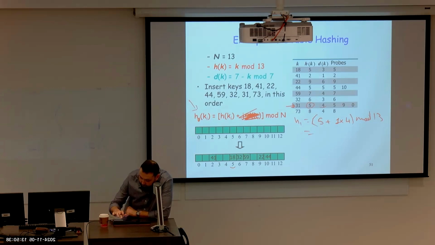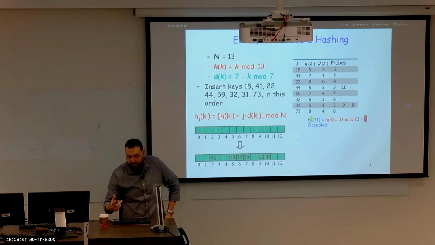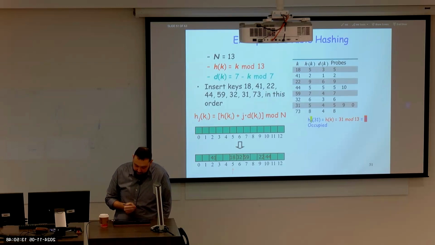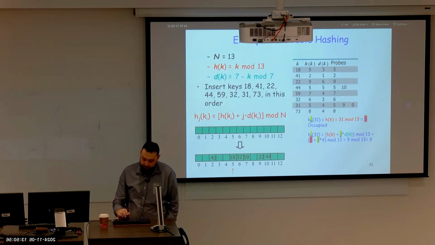So these are the steps it's taking, guys. In this case, I have HK, 31 mod 13, that's 5. My H1 is what? 5 plus 1 times 4, mod 13, that's equal to 9. Mod 13, that's 9. So it's occupied again. So what's going to happen now?